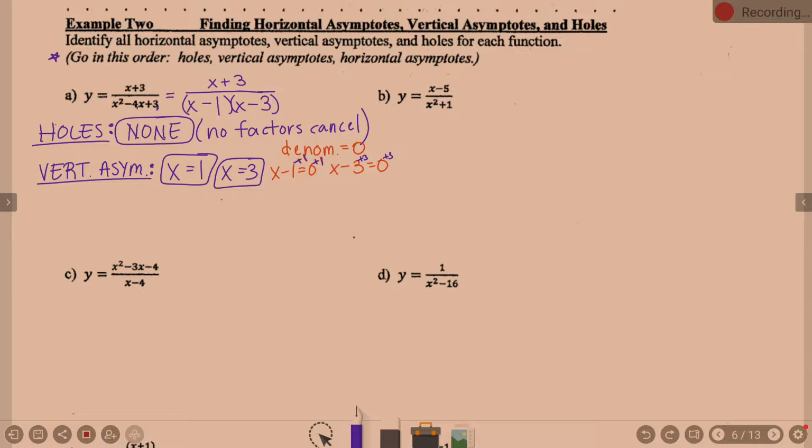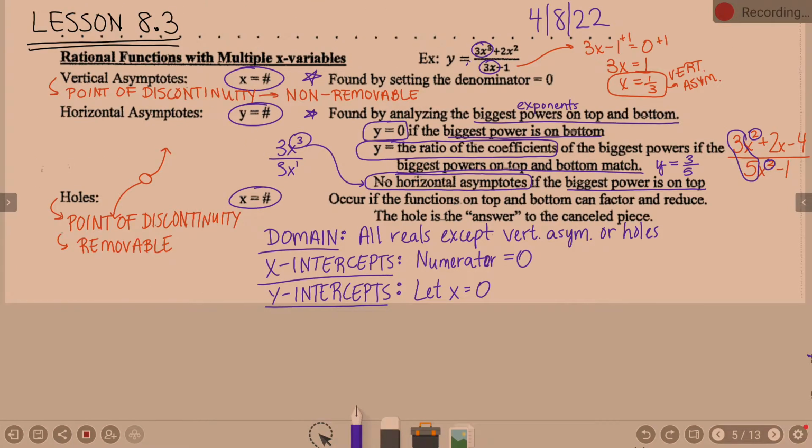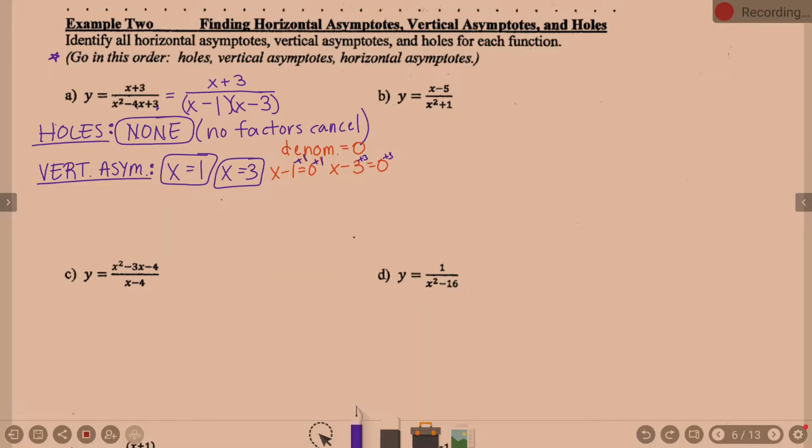Now, let me ask a question. Now that we have our holes and our vertical asymptotes done, are there any points of discontinuity on this graph? Where can points of discontinuity happen? At holes and vertical asymptotes. Did we have any holes or vertical asymptotes? Yes. So we have points of discontinuity where? At 1 and 3.